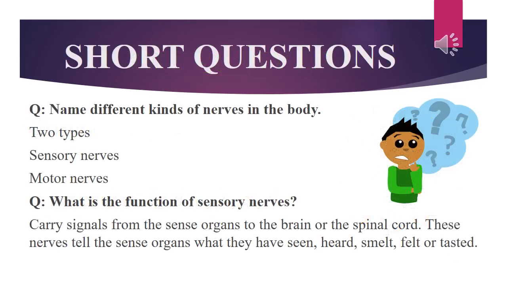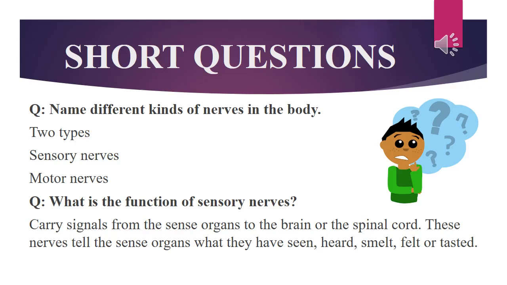Now we will start the short questions. The first short question is, name different kinds of nerves in the body. For the answer, let's recall week 6 lesson number 1. It says that there are 2 types of nerves in the body: the sensory nerves and the motor nerves. Please write the names of these 2 types of nerves in your answer.